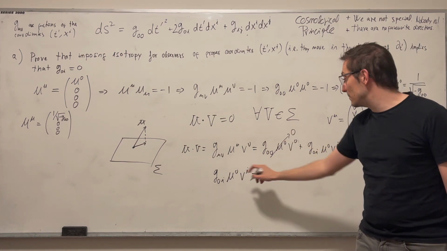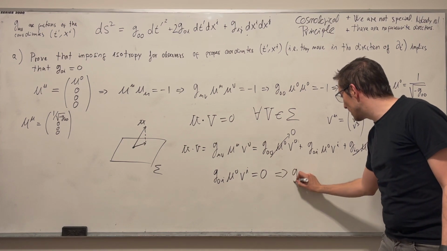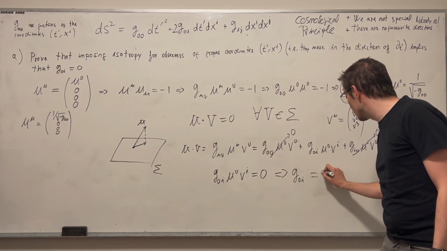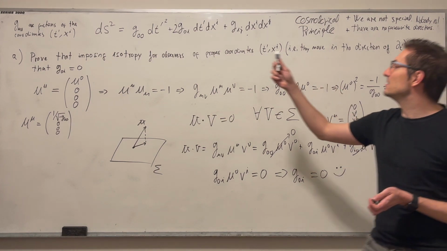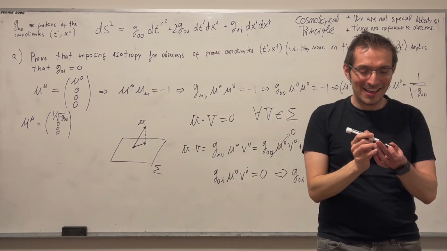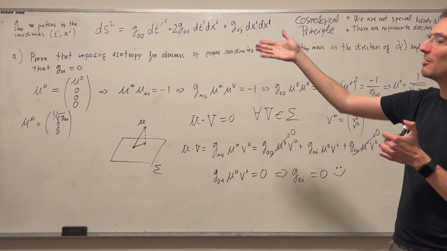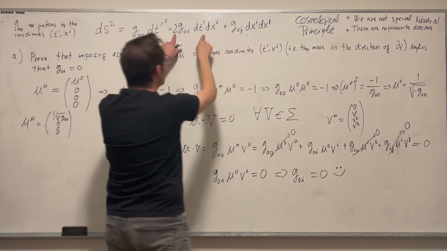Now, what does that mean? The only possibility is that g0i is equal to 0. And therefore, we have proven what we wanted to prove. We proved that this term cancels. So imposing isotropy in the most general metric, we have that this term has to cancel.